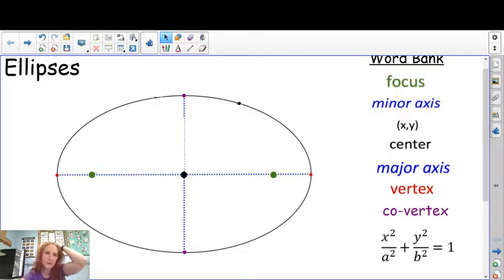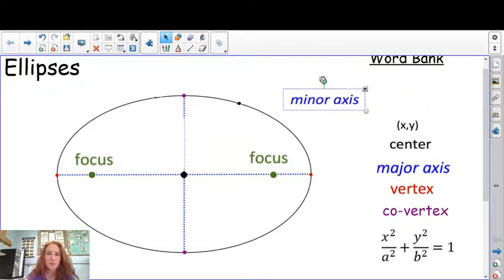All right, guys, today we're going to discuss what an ellipse is. An ellipse is kind of like a circle, but it's got a little squished. So we have some vocab words we need to discuss. We have two foci, or what's called a focus. Those are those green dots. We have a minor axis, which is going to be smaller.